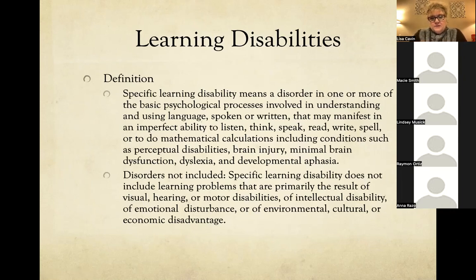Disorders not included, specific learning disability does not include learning problems that are primarily the result of visual, hearing, or motor disabilities, of intellectual disability, of emotional disturbance, or of environmental, cultural, or economic disadvantage. So that second bullet tells us all the things that we have to rule out in order to say that a child has a specific learning disability.